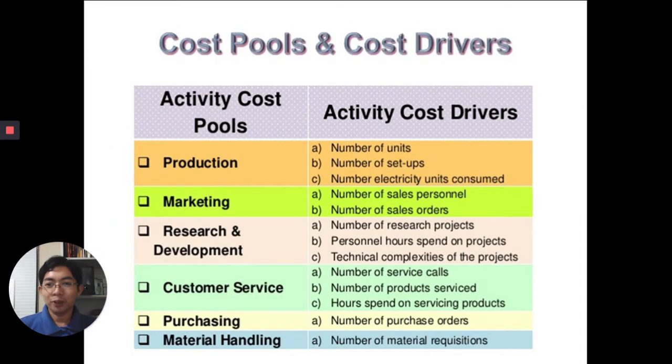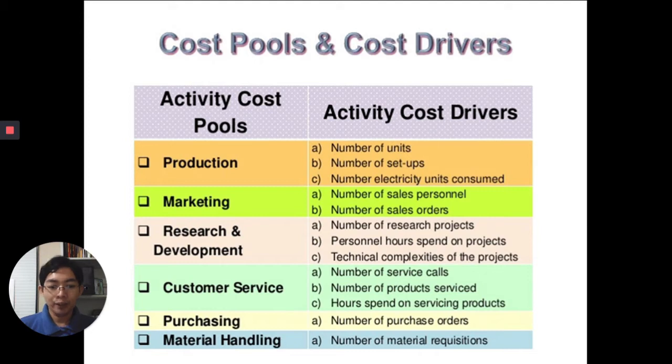What are examples of cost pools and cost drivers? For the production department, examples of activity cost drivers are the number of units, the number of setups, and the number of electricity units consumed. As compared to traditional costing, isn't it we have discussed that we only use one overhead rate, and the basis of our overhead rate is the labor hours or machine hours. Here, we cannot quantify that all of our costs are measured using labor hours or machine hours.